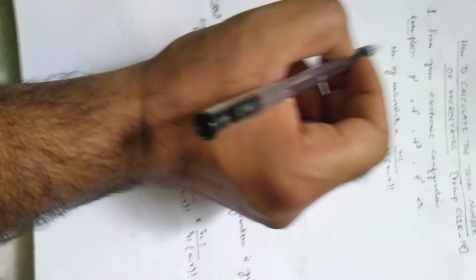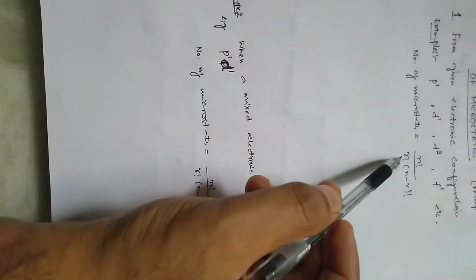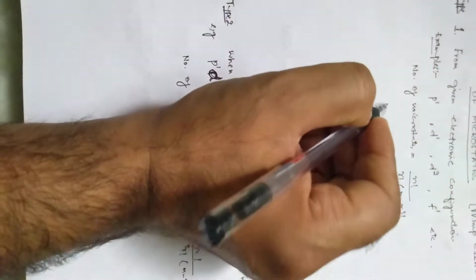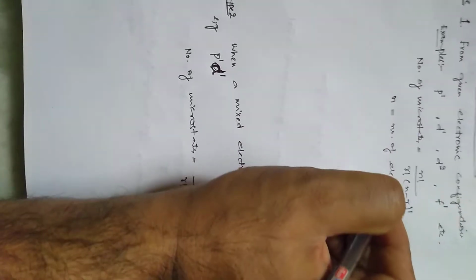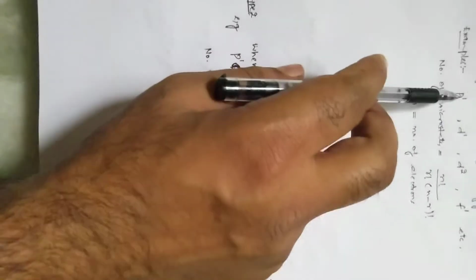First of all, we'll discuss how we can find the number of microstates when we are given an electronic configuration. For example, we have a p1 electronic configuration. The number of microstates can be found by using the formula n factorial divided by r factorial into n minus r factorial. Here n indicates the number of electrons that can be accommodated in a given subshell.